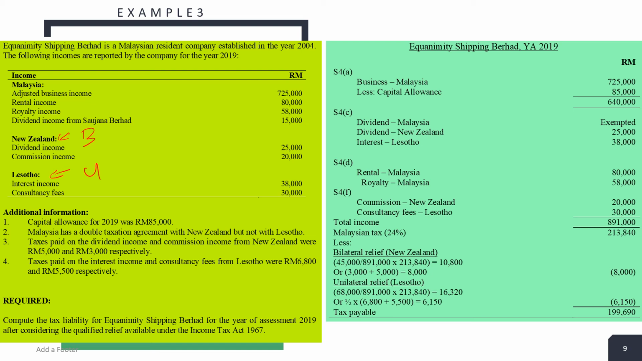Then we can apply the reliefs of bilateral and unilateral. Bilateral is for New Zealand and unilateral for Lesotho. Okay, the formula is tax paid. We want to know the Malaysian tax on the foreign income, right? So Malaysian tax is 213,840. So you transfer to the formula. Better in the exam you can write the formula first and then you apply the formula.